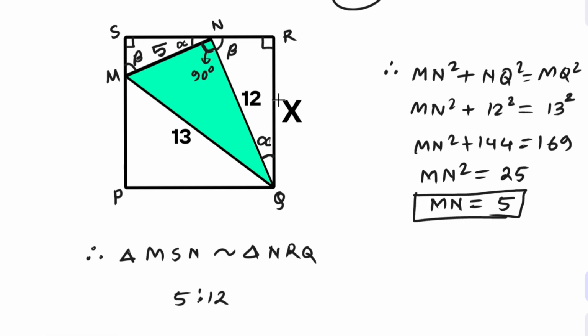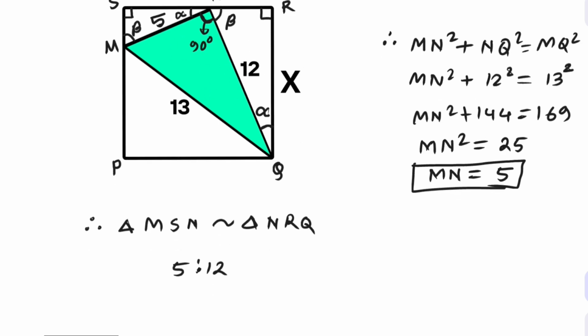Now let's use this ratio to relate the sides. In triangle NRQ, the side sitting opposite angle beta is RQ. And since RQ is just a side of our square, that means RQ equals X. In the smaller triangle, MSN, the side opposite angle beta is SN. Because the triangles are similar with ratio 5 to 12, SN must equal 5/12 of X.